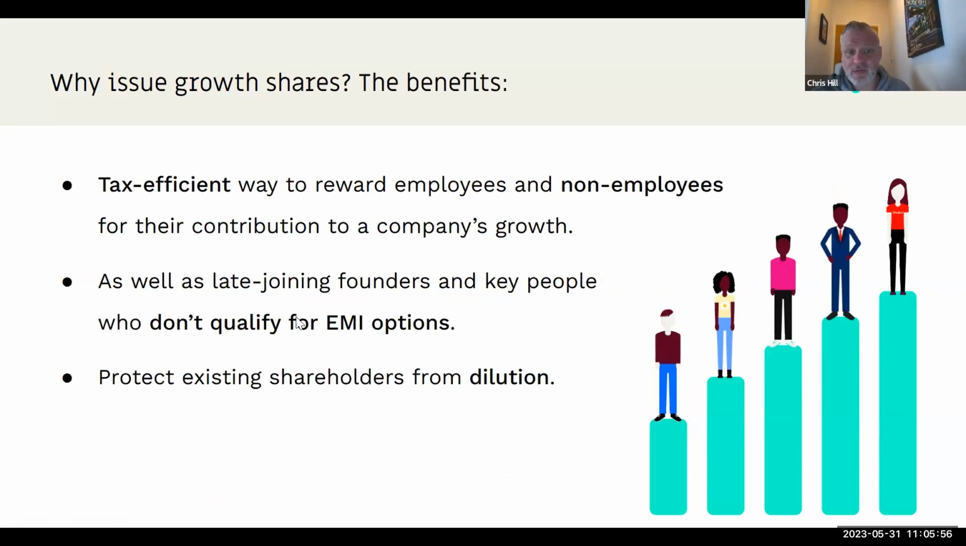So they're very popular if you don't qualify for EMI, perhaps non-exec directors. Or if you've reached the EMI limit and you want to get that key member of staff in, you would look at growth shares instead.